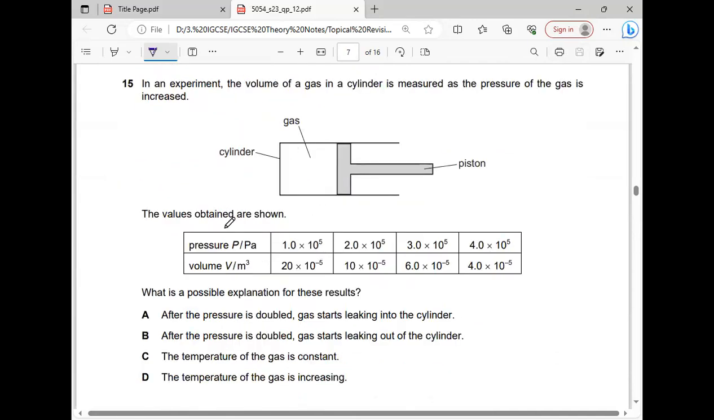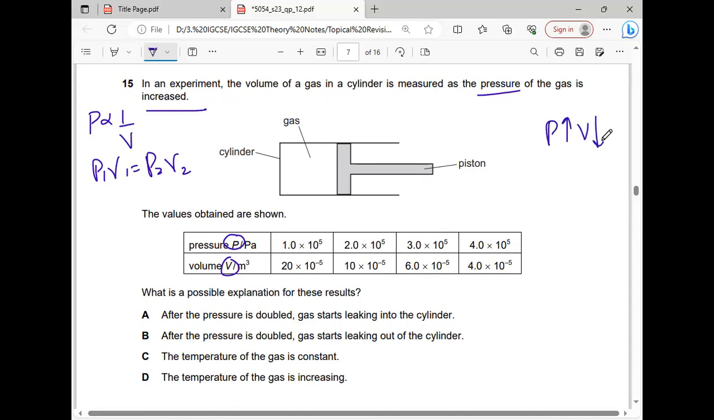MCQ number 15. Obviously, pressure is given, volume is given, then definitely pressure and volume are inversely proportional to each other, and then P1 V1 is equal to P2 V2. Okay. In an experiment, the volume of gas in a cylinder is measured as the pressure of the gas is increased. So when pressure increases, definitely according to this law, volume decreases.